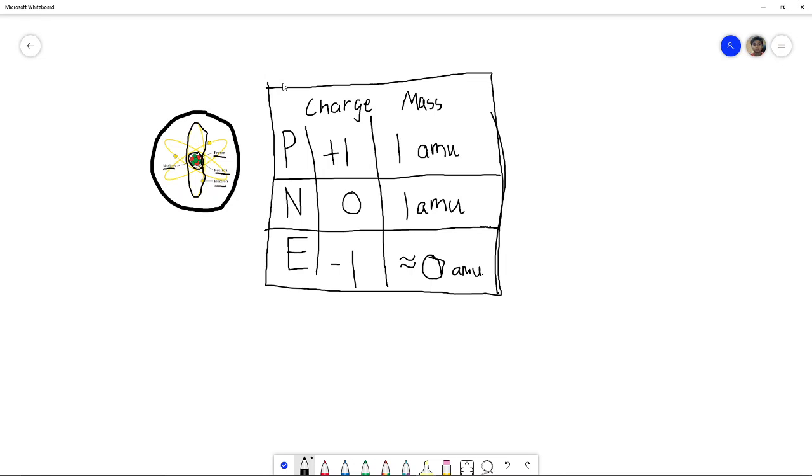And now we have an electron. An electron has a -1 charge and is approximately 0 AMU. I'm saying it's approximately 0 because obviously it can't be totally 0, or else it wouldn't exist. But it's very close to 0, and because it's very close to 0, it allows electrons to be very fast. And that's why electrons are always moving.